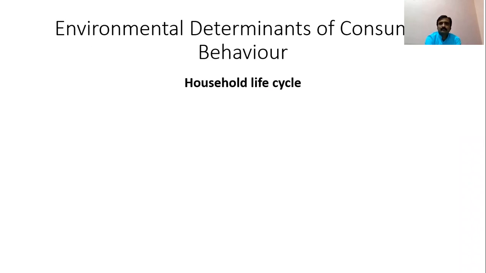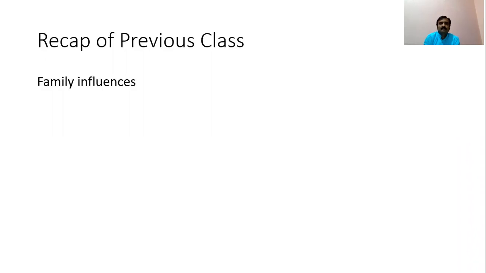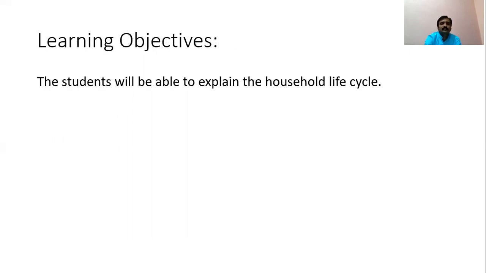This concept is called household life cycles, under environmental determinants of consumer behavior. In the previous class, video lecture number 23, we discussed family influences. We learned what a family is, where two or more people with blood relations or marriage live together on a common platform, in a common room or house. We also learned in detail how families influence the buying behavior of goods or services.